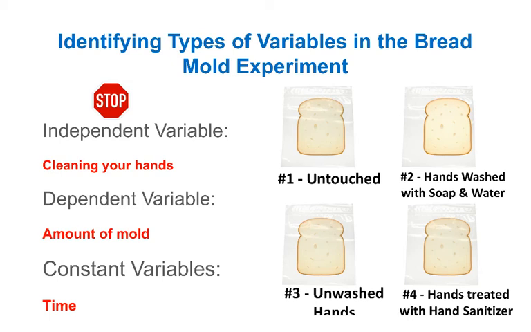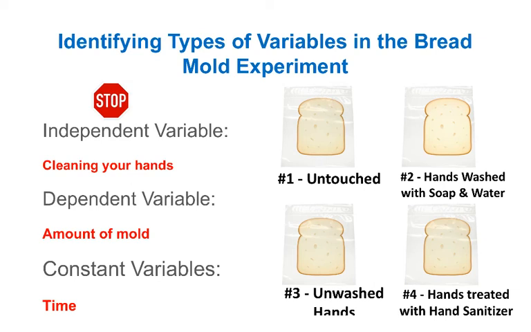Our dependent variable, the thing we're measuring, is how much mold grows on that slice of bread. Important constant variables, we'd have to make sure that they're all left for the same amount of time. And it looks like I didn't notice, but this slide is truncated, meaning it was cut off here because there's definitely more down here. I will just wing it.